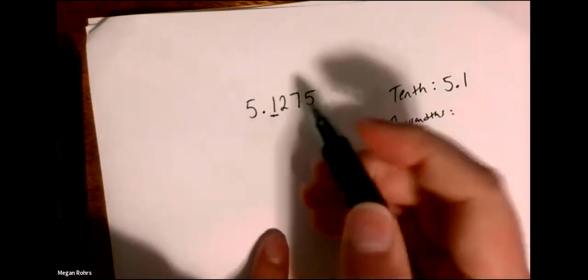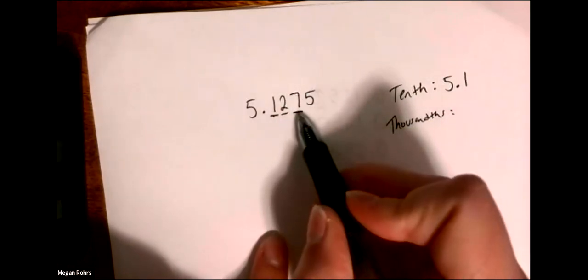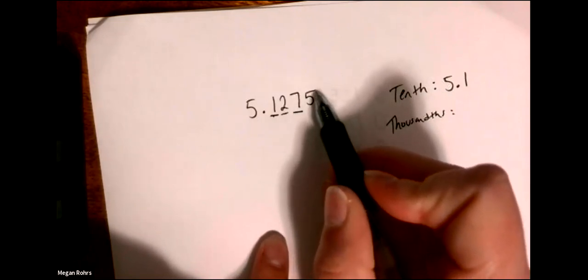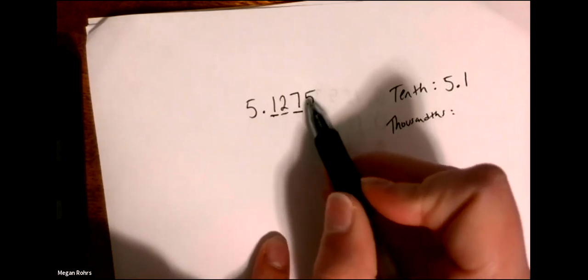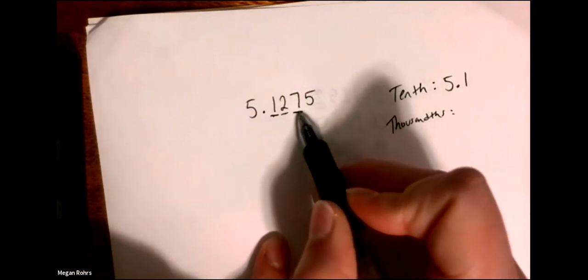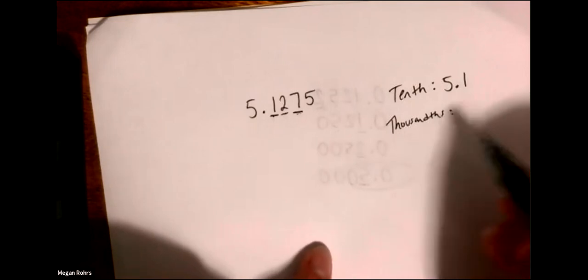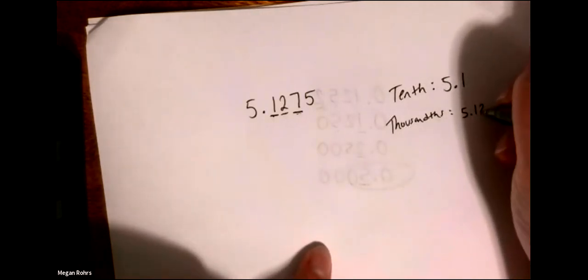Now, if I wanted to round to, let's say, the thousandths place. Remember, this is the tenths, this is the hundredths, this is the thousandths place. So if I'm rounding to the thousandths, I need to look to the right at the 10,000ths place. Now, 5 or higher says we round up. This is a 5, so we need to round this 7 up to an 8. So if I'm rounding to the nearest thousandth, it would be 5.128, or 5 and 128 thousandths.